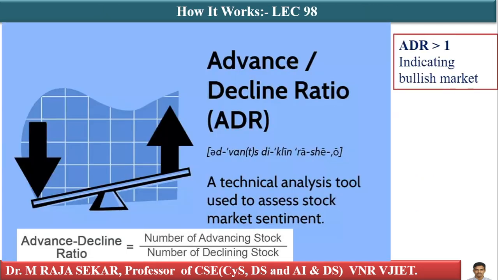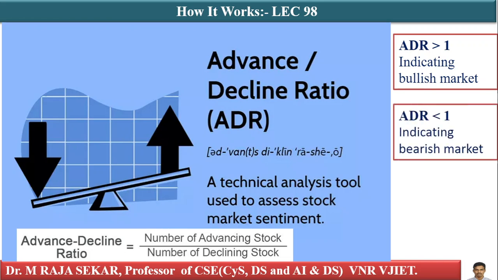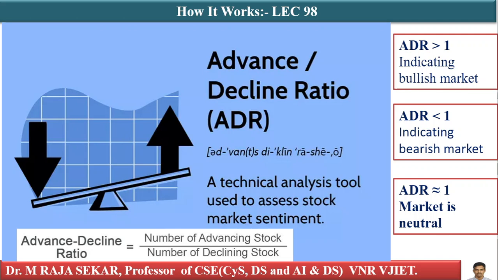Let us try to interpret how it works. If ADR is greater than 1, more stocks are advancing than declining, which indicates a bullish market sentiment. More stocks are rising. What is the meaning of ADR less than 1? More stocks are declining than advancing, indicating bearish market sentiment. If ADR is approximately equal to 1, the market is neutral, showing no clear trend.